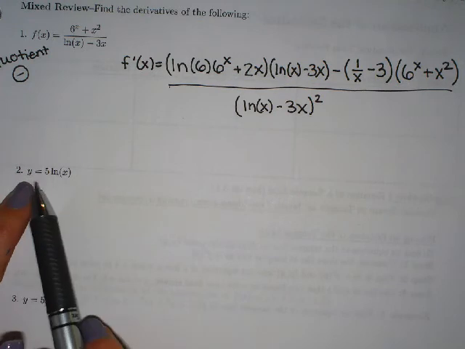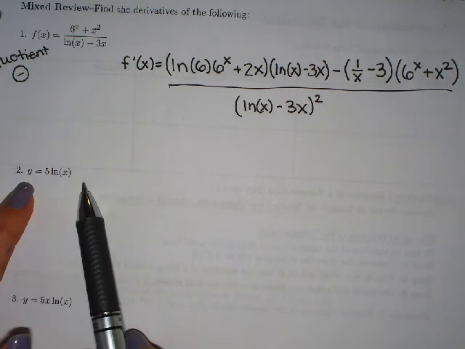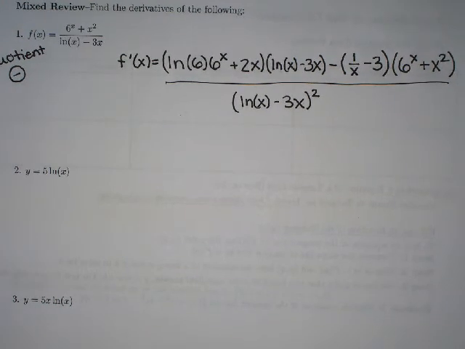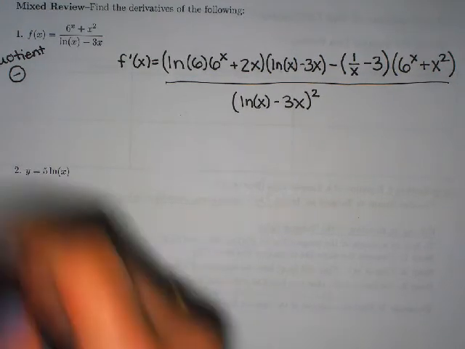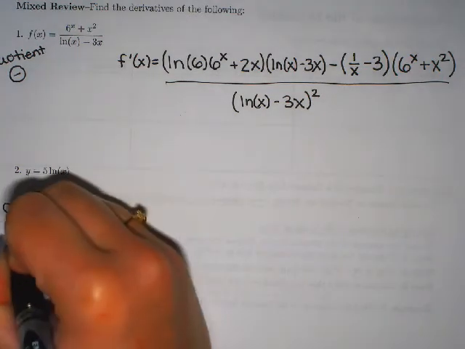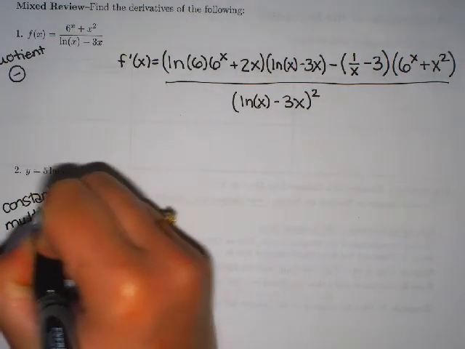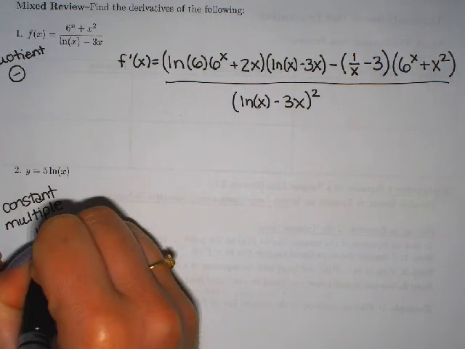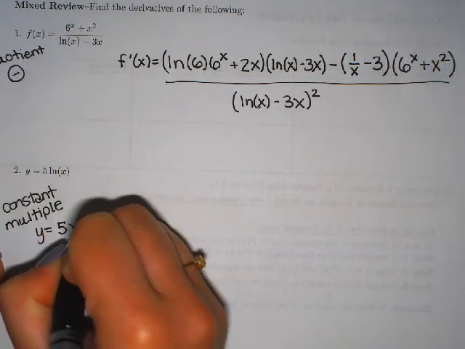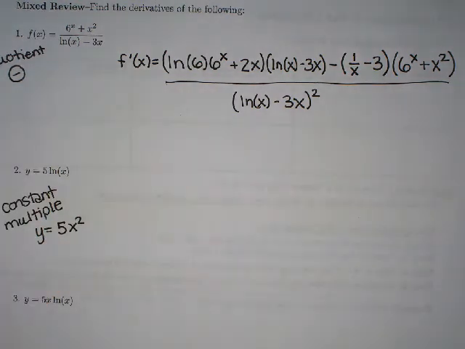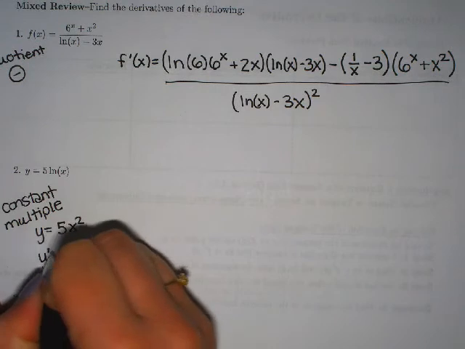We have y equals 5 ln of x. Kind of looks like a product. Is it a product? Do you have two x terms multiplied together? No, it's a constant multiple. Constant multiple. This is going to differentiate similar to like y equals 5x squared. It's just a 5 and then something that's next term. What's the derivative of 5x squared?